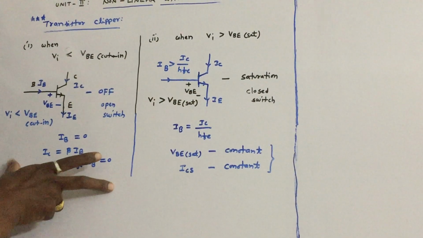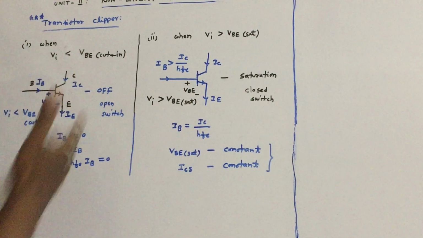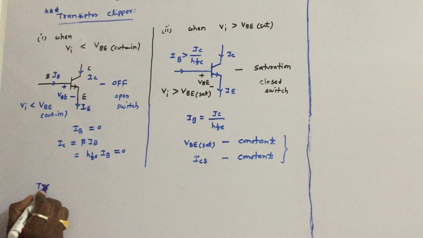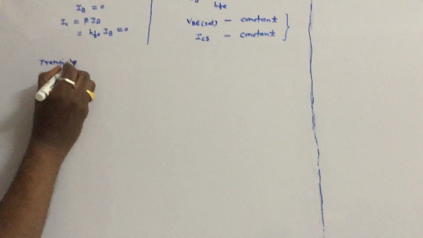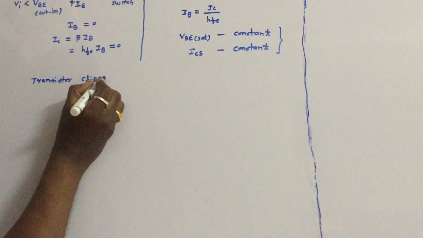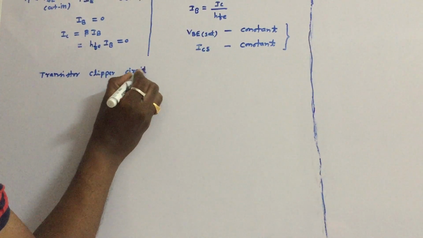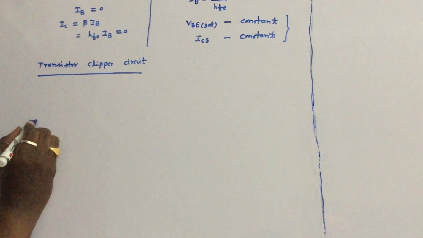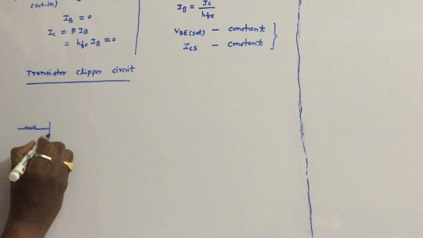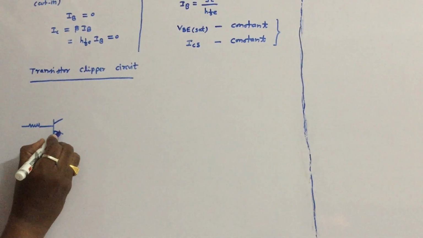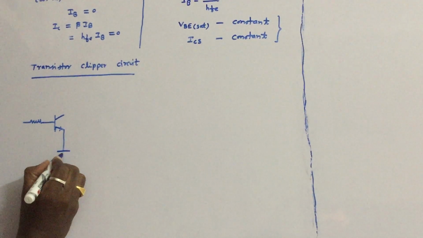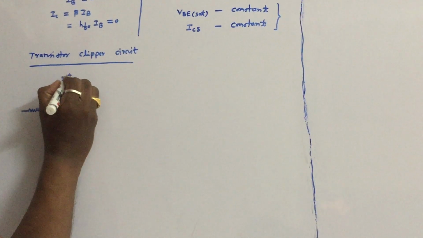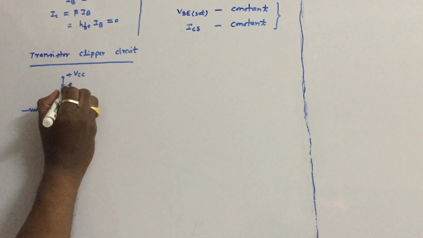Based on this cutoff condition and saturation condition, let us draw the very simple transistor clipper circuit. The transistor clipper circuit is very simple. It consists of a simple transistor, with a collector resistor RC, and this is the plus VCC power supply.